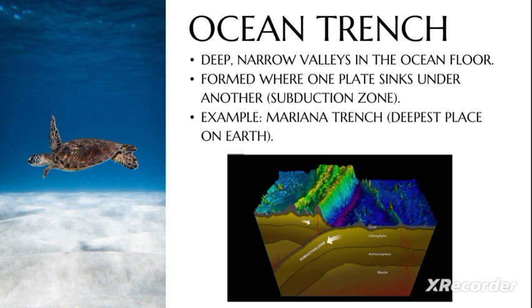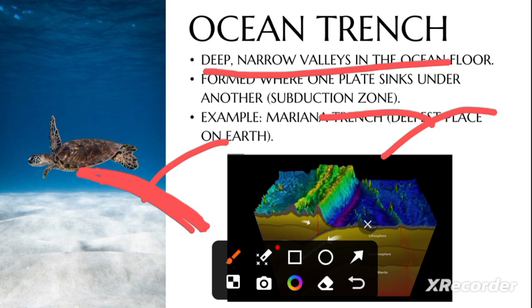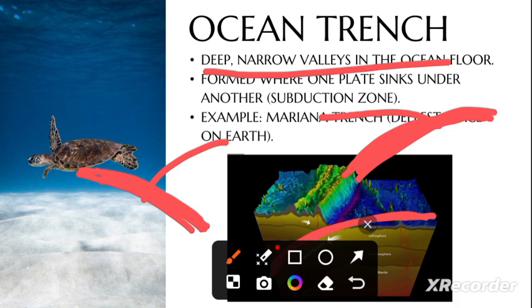All right. The ocean trench is a deep narrow valley in the ocean floor. And how is it formed? It is formed when two tectonic plates collide together, and due to the collision, one tectonic plate sinks down. It sinks under the other, then it is known as the oceanic trench. When two tectonic plates collide together, the one sinks under, and can you see, this is how the ocean trench is formed.